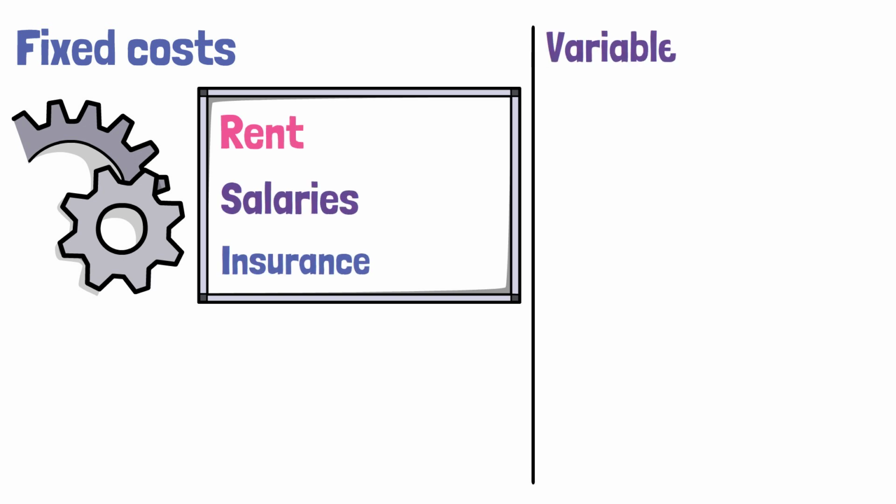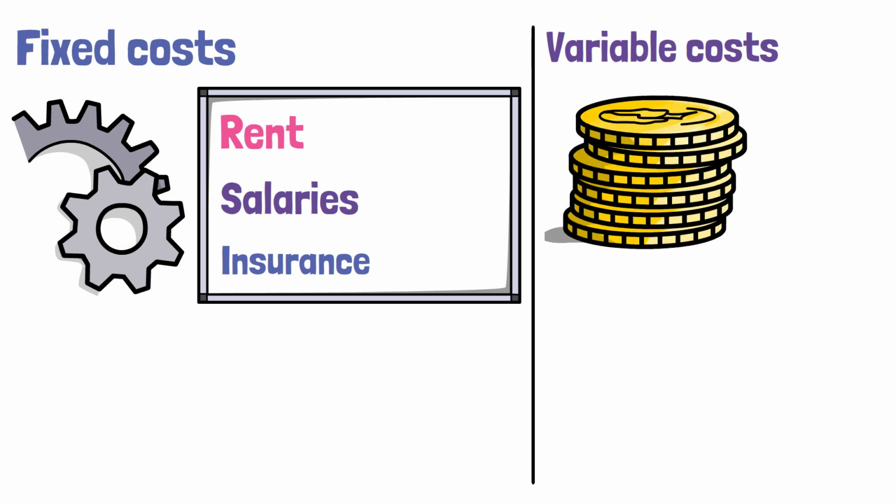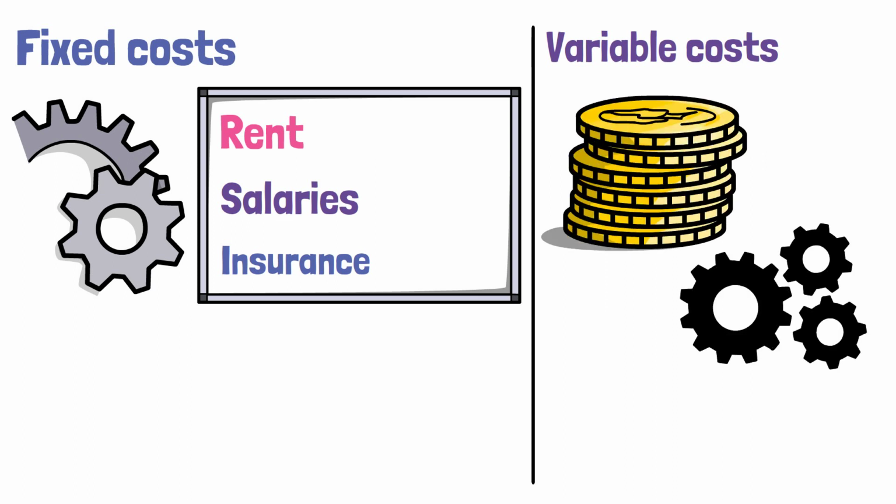Fixed costs are expenses that a business incurs regardless of the level of production or sales. Examples include rent, salaries, and insurance. Variable costs, on the other hand, are costs that vary depending on the level of production or sales. Those can include raw materials and shipping.